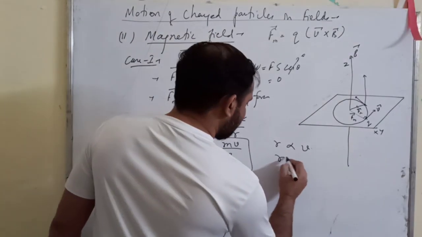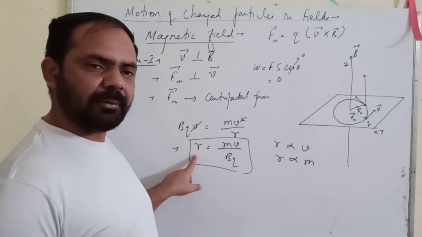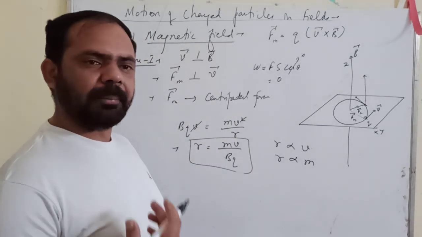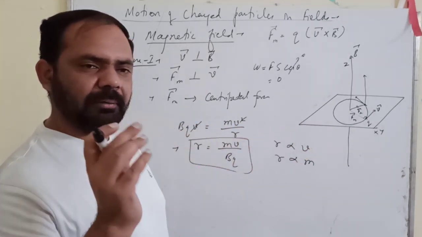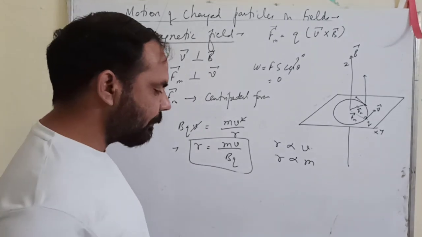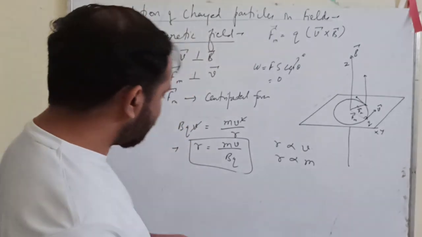Then R is proportional to m also. It means the length of the radius also depends directly on the mass of the particle. Heavier particles will follow a circular path of larger radius. Then we can obtain a few quantities also from here.